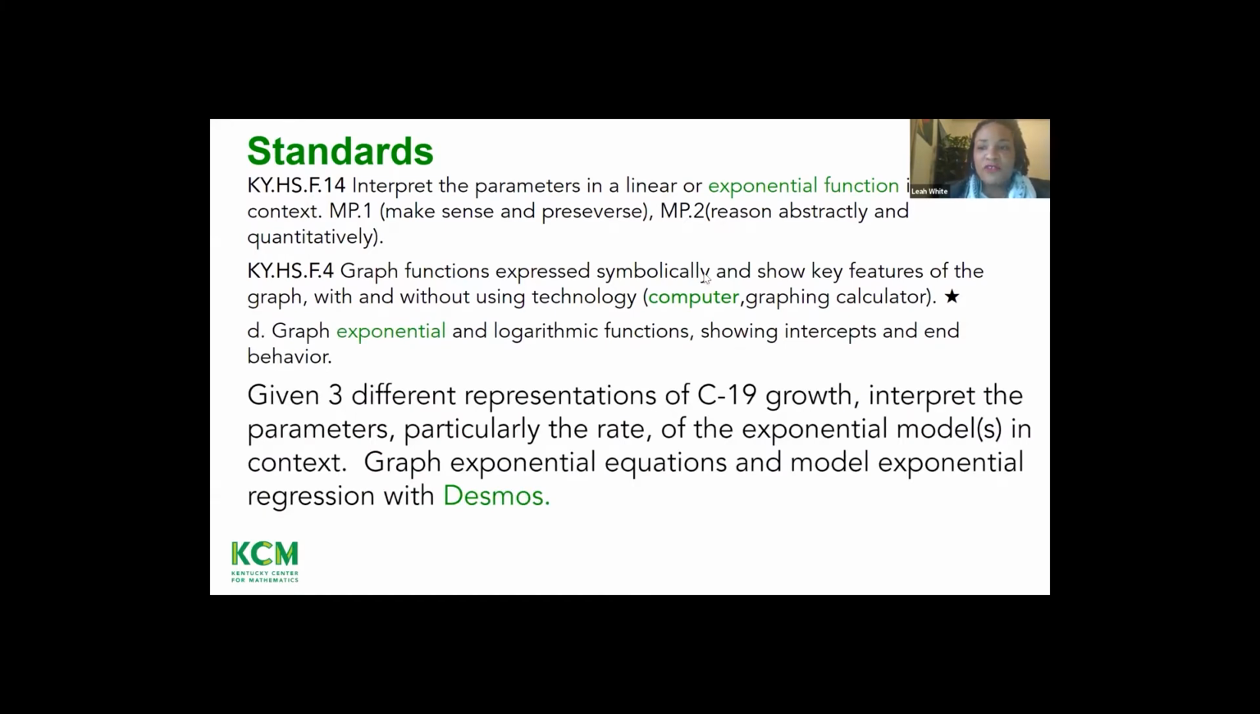I've tried to put the goals together in one statement. We're going to look at 3 representations of the COVID-19 growth. We're going to look at those parameters, particularly the rate. And then we're going to see if there are some models we can create in context to go with that. Then we're going to go back and forth between these representations in Desmos and in other forms as well. So are you ready? Let's set up this context really quick.